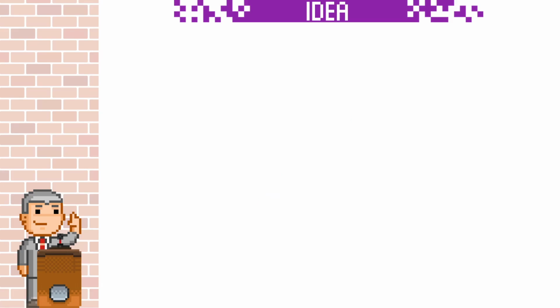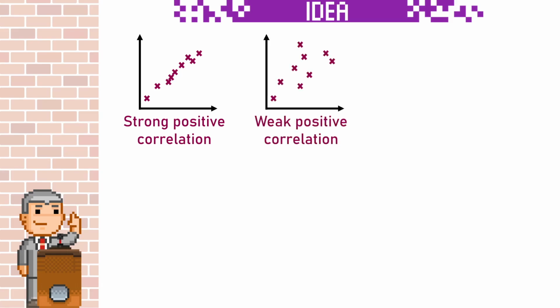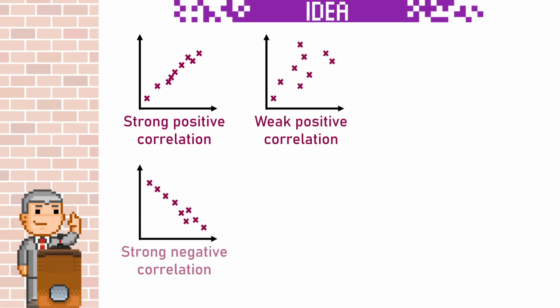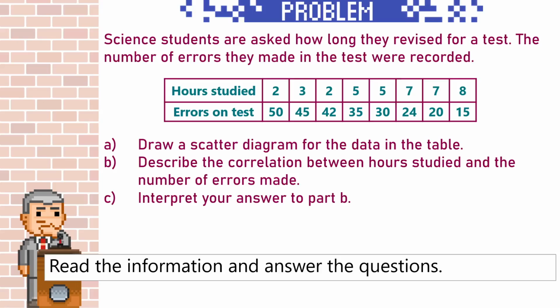These are the 5 types of correlations you can find between two variables. We have strong positive correlation, we have weak positive correlation, strong negative correlation, weak negative correlation, and no correlation. Let's have a look at these questions.